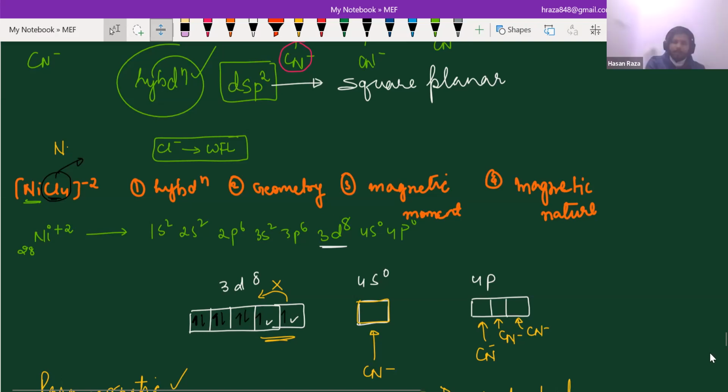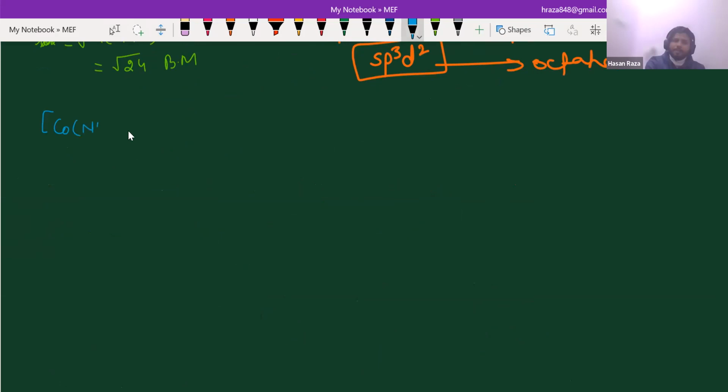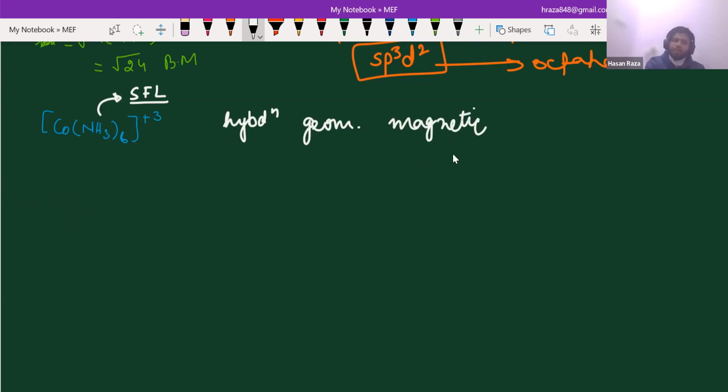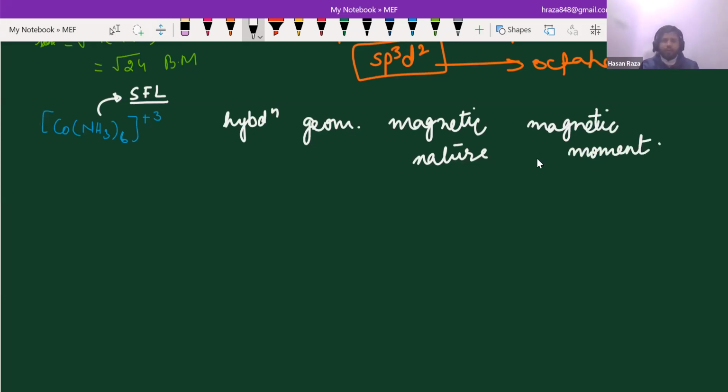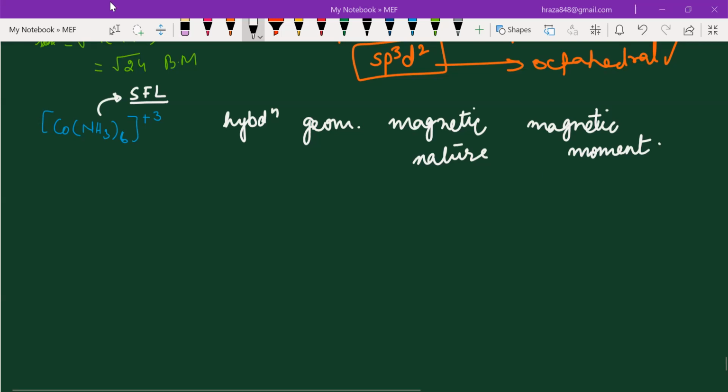Now I'm going to give you another question for this, in which I will tell you which ligand is present in this compound. This is basically a strong field ligand. So for this compound, you need to calculate the hybridization, then tell me about the geometry, as well as the magnetic nature, and then tell me the magnetic moment. Please solve all this. Okay, sir.